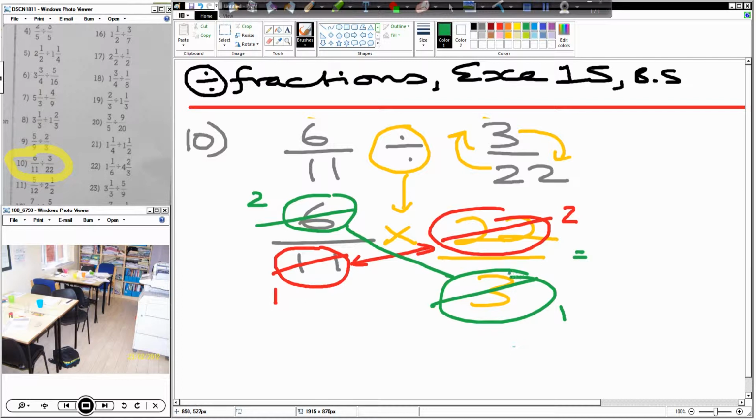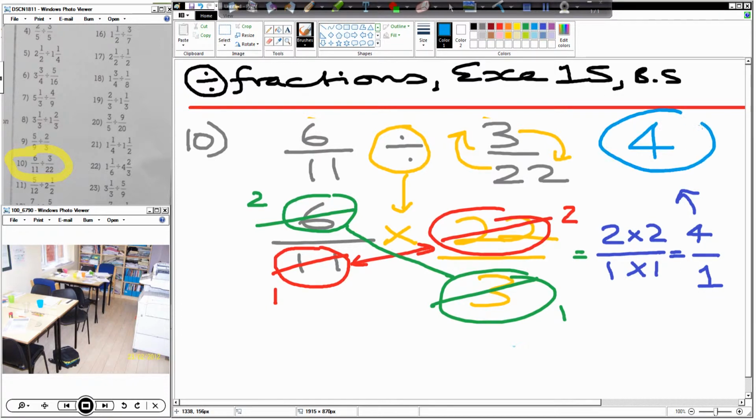Now we multiply the top numbers and multiply the bottom numbers. So we have 2 times by 2 on the top. We have 1 times by 1 on the bottom. So 2 times by 2 will give us 4. 1 times by 1 will give us 1. Now this is called a top heavy fraction. It's 4 divided by 1. And 4 divided by 1, answer up here, more space. 4 divided by 1 will give us a nice answer of 4. Done. That's the end of that question.